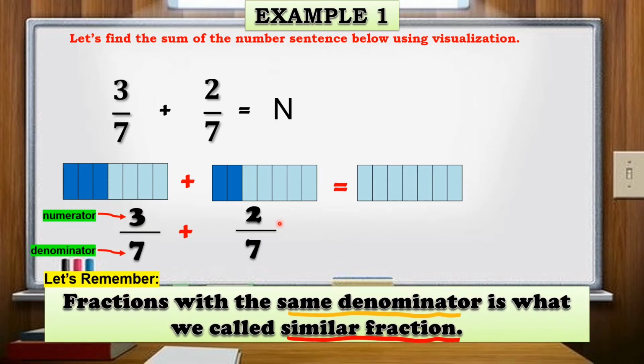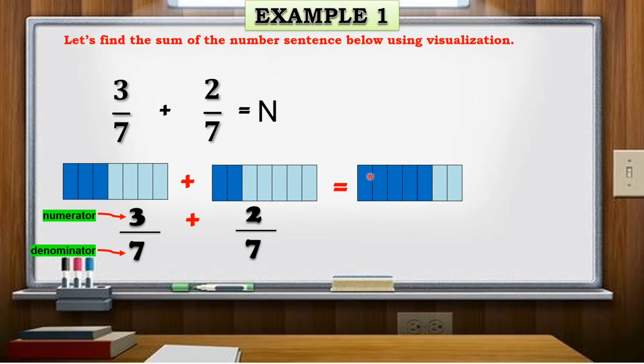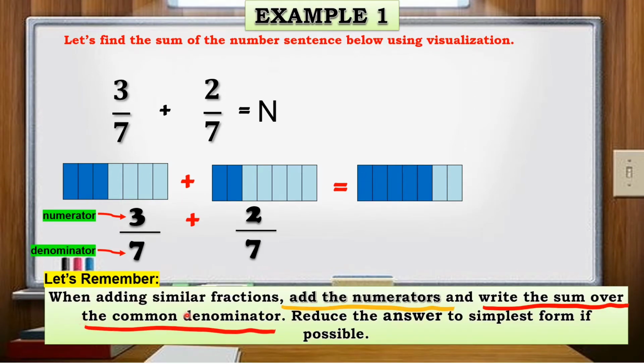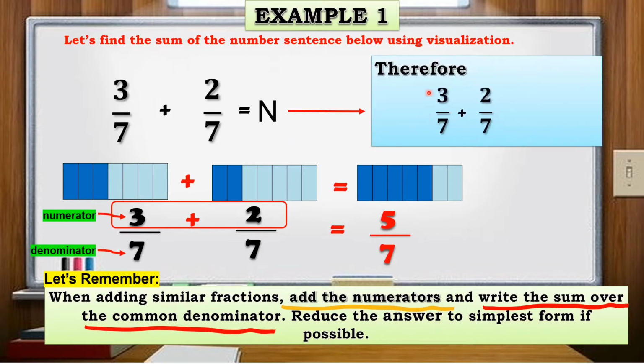Look at the last illustration. Counting the total number of shaded parts of 3/7 and 2/7, it will give us 5/7. Let's remember, when adding similar fractions, add the numerators and write the sum over the common denominator. Reduce the answer to simplest form if possible. Therefore, 3/7 plus 2/7 is 5/7.